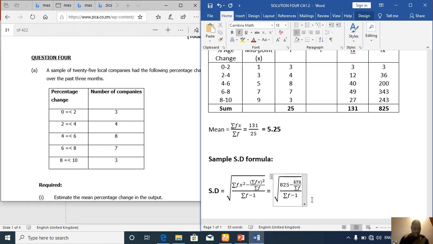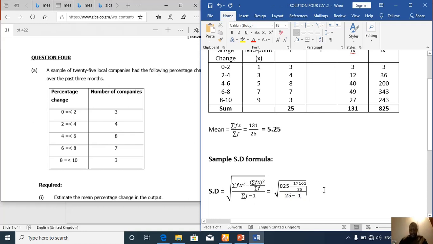Alright, so that's about 17,161. That value must be divided by the summation of f. Summation of f is 25, so divide that value by 25. Then everything is divided by the summation of f, 25 minus 1. So you have 25 less 1. That should be the denominator.